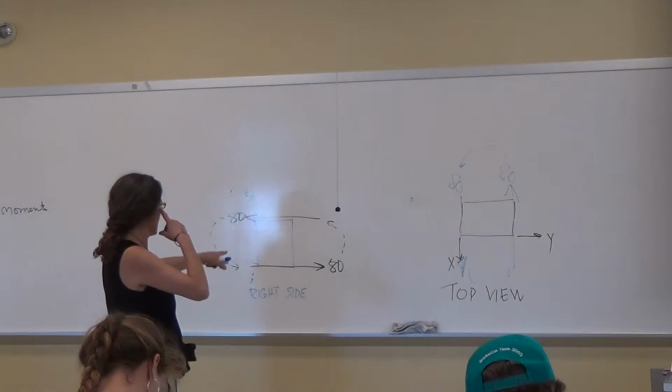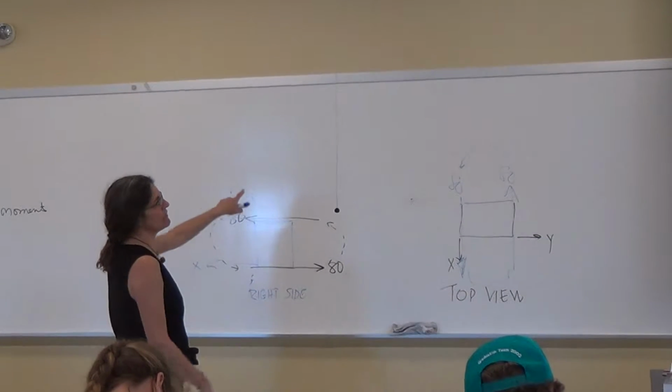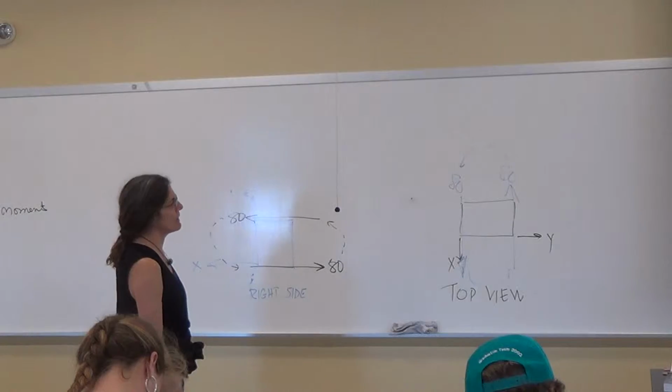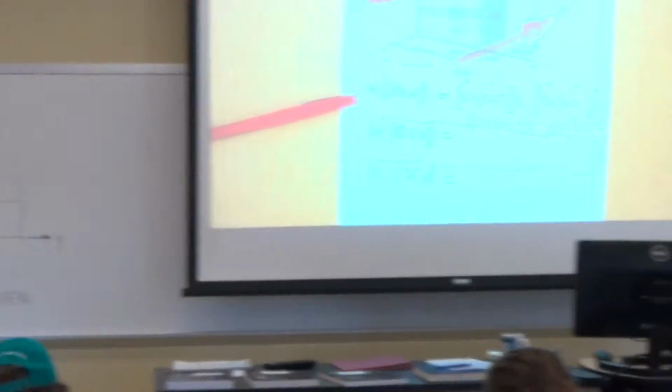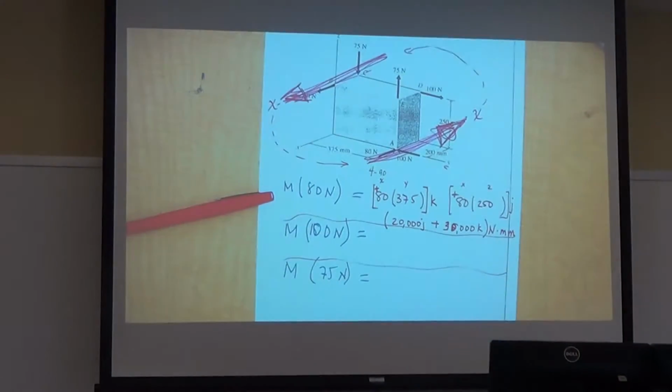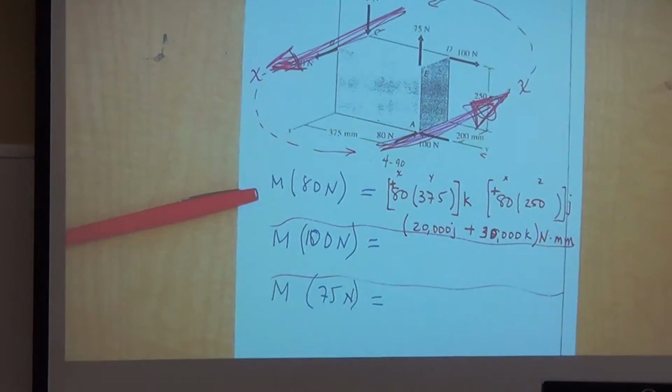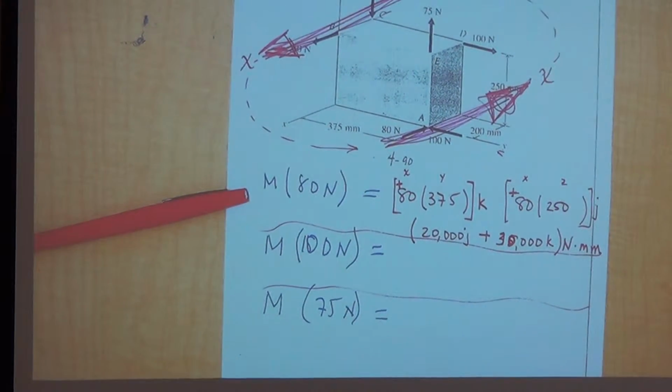When I look at the right side, I have an 80 going to the left, 80 going to the right, y is coming out at me, x is going to the left, and z is going up, and it's creating a positive spin about the y.